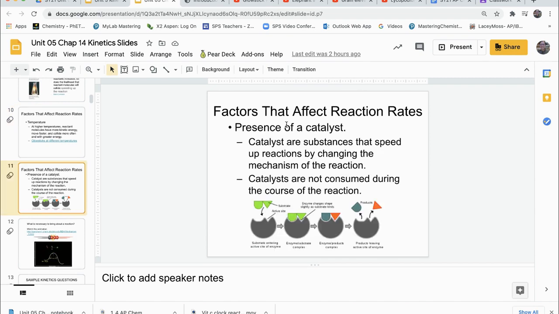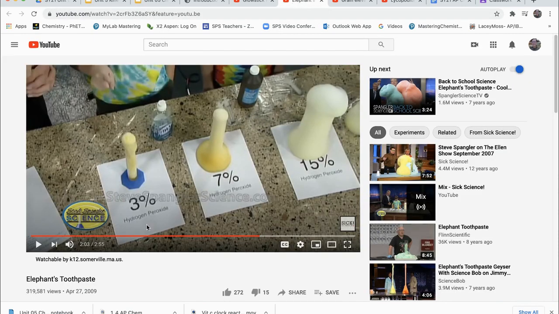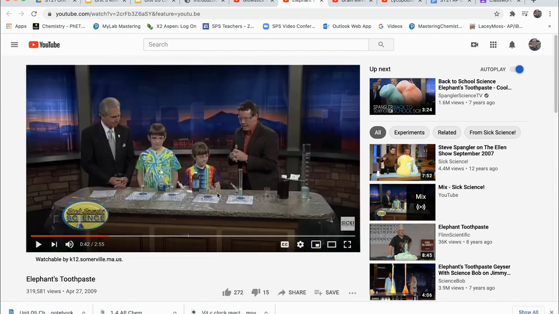Our next factor is the catalyst. So again, going back to the elephant's toothpaste, right? We can see the reaction now once the catalyst is added. But before the catalyst is added, the reaction is still happening, but it's just happening too slowly for us to see in the real world with our eyes, right? Macroscopically, we can't see any change, even though the change is happening very slowly.